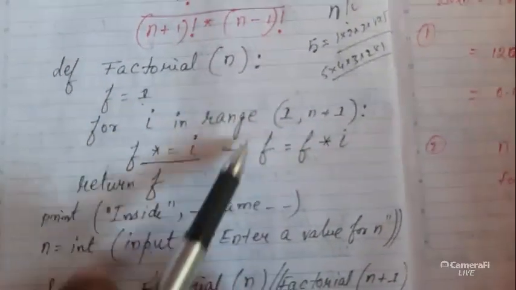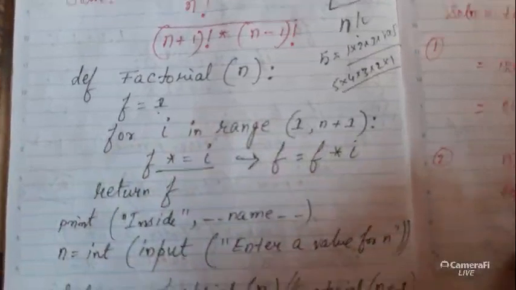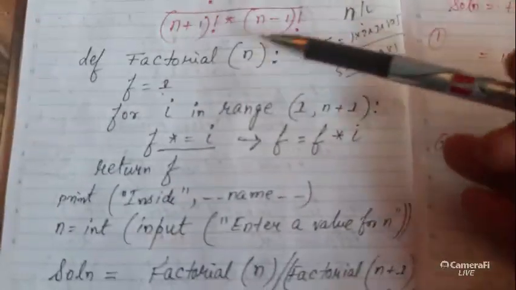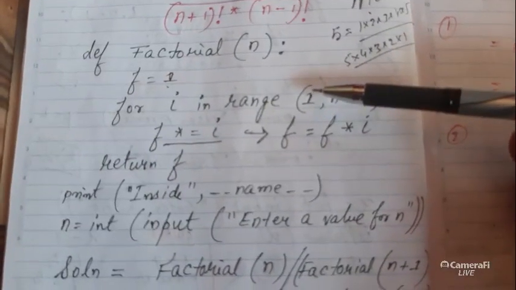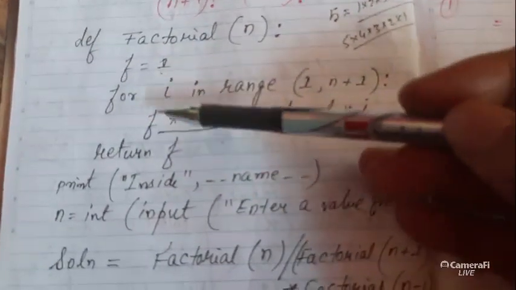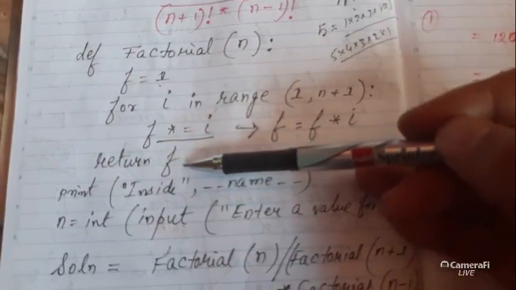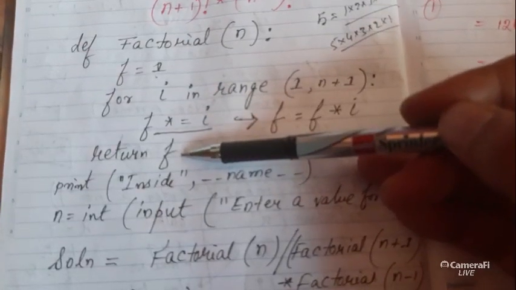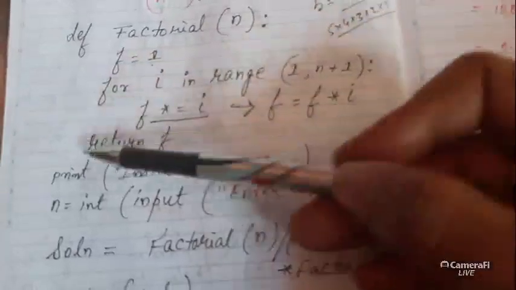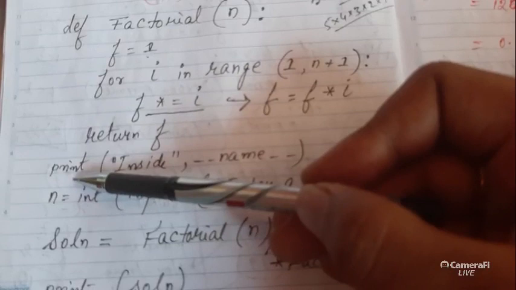This program, this logic, you have already done in class 11. Only here the change is that we are using it inside a function. The logic is the same. After calculation of the factorial, the function returns the factorial. So return f. Now we are coming to the main method.